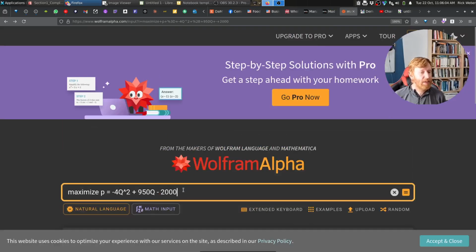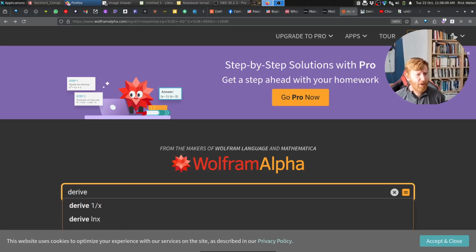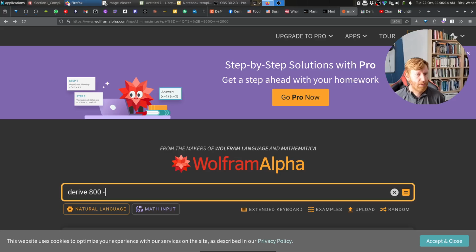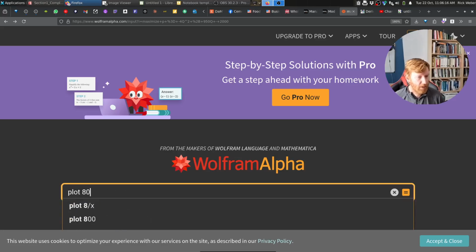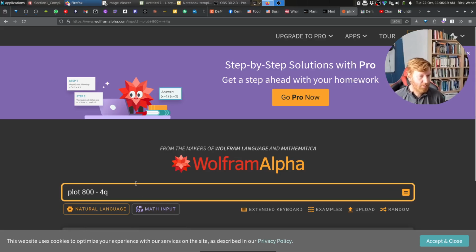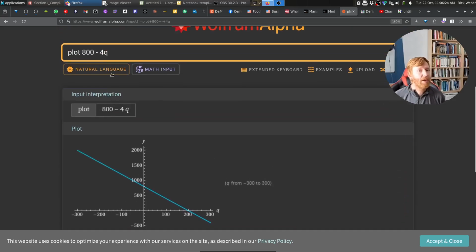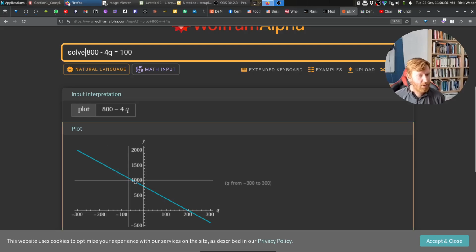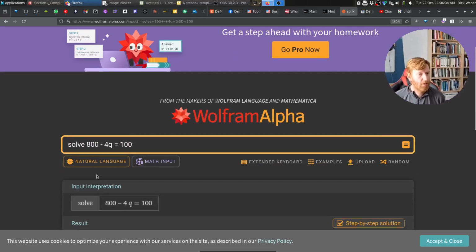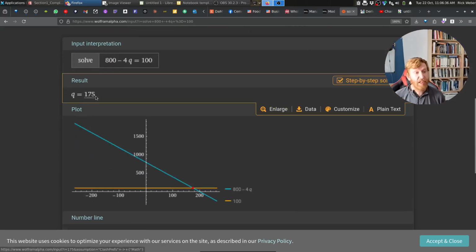And let's plug in the derivative. What was this? This was 800 minus 4q. And we want to know where that equals 100. So let's change plot to solve. And we get a quantity of 175. Look at that, it worked.